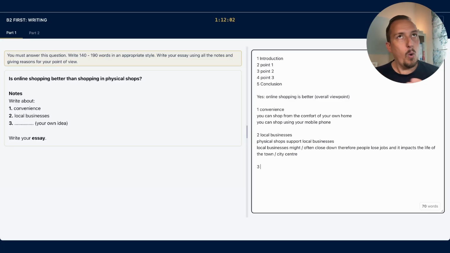So let's think, why is online shopping better than physical shops? We've got convenience. What about something like cost is one idea. Typically, it's cheaper to buy things online than in physical shops. The other one we might want to talk about is choice, or perhaps variety. Typically there is more variety or more choice when you shop online. So we'll choose between one of these.